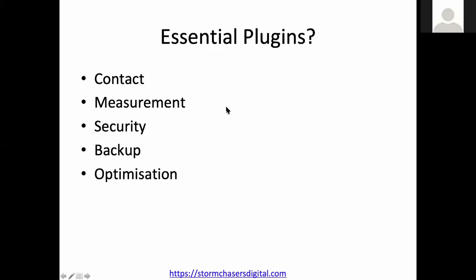So these are what we consider to be essential plugins for people that are running a business. As I said, there's 5, and these are those, so to speak. You'll see when I run through that the 5 are really categories rather than the plugins themselves. So contact, measurement, security, backup, and optimization. And as I run through them, they'll all become apparent as to why we consider that you should have them.